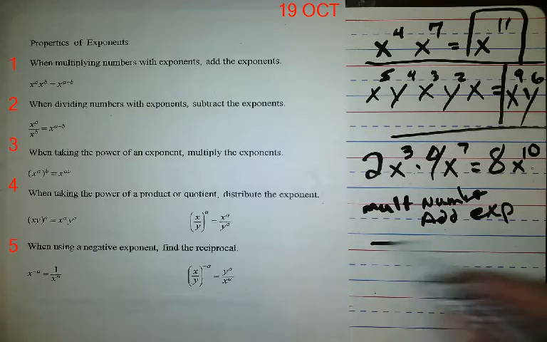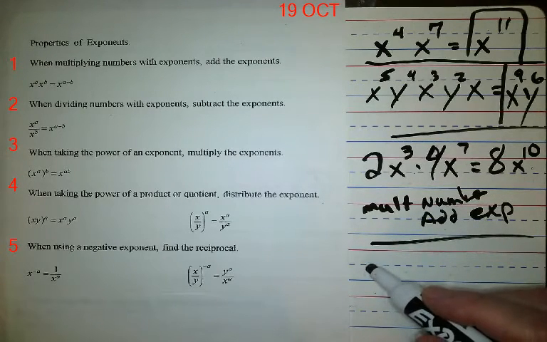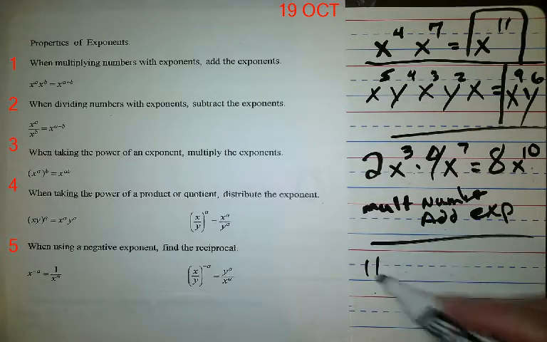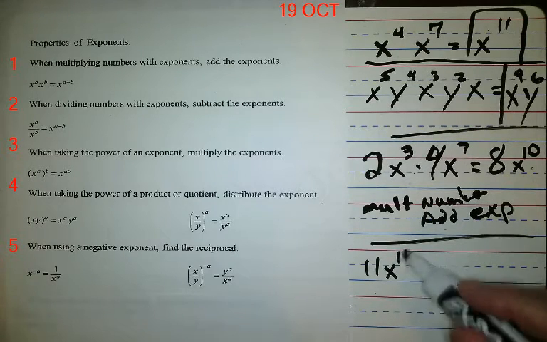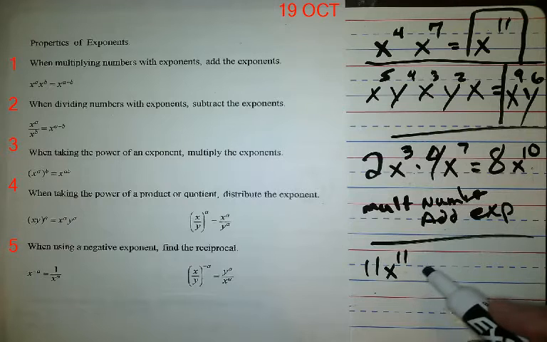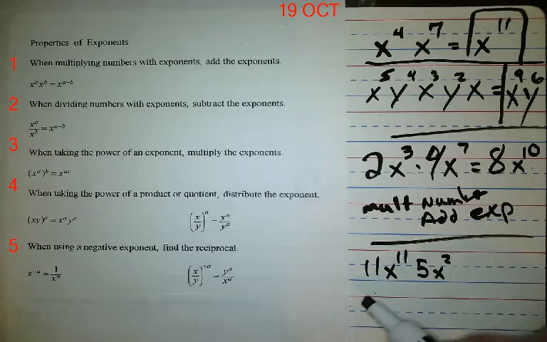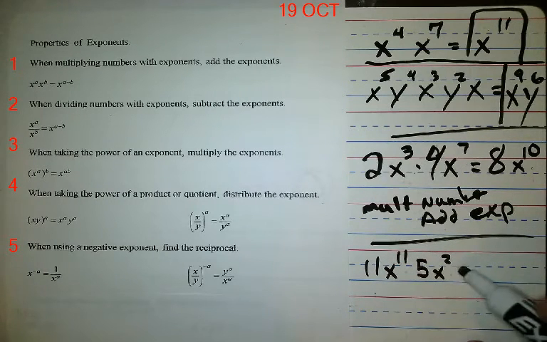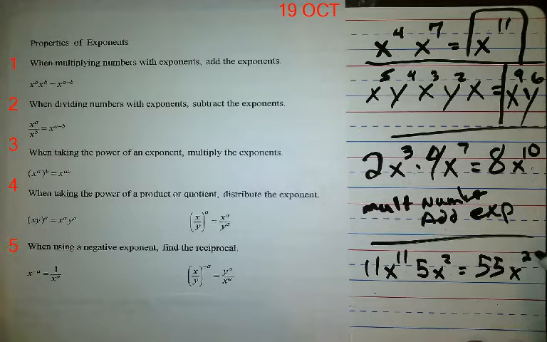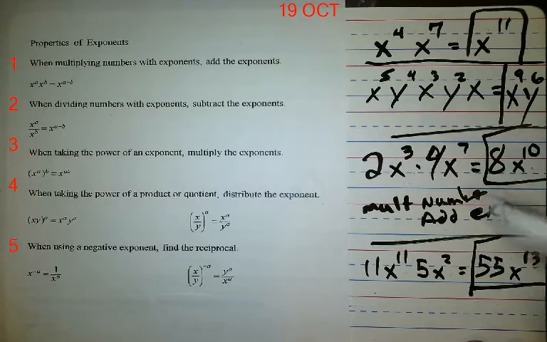Okay? Let's try it again. What if I had, doesn't matter how big the number is, so let's do 11x11, woohoo, and 5x2, we'll say. All right, well, I've got to multiply the numbers, you know what that is, and add the exponents. 13. There we go. So, 55x13, no problem. We got it made. Now that's rule number 1.